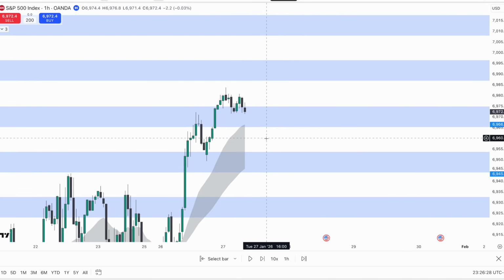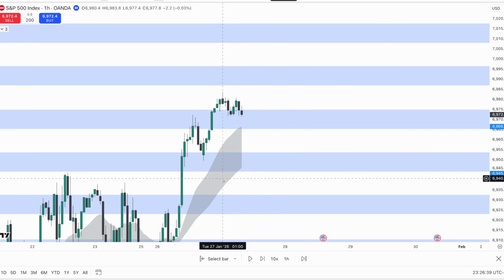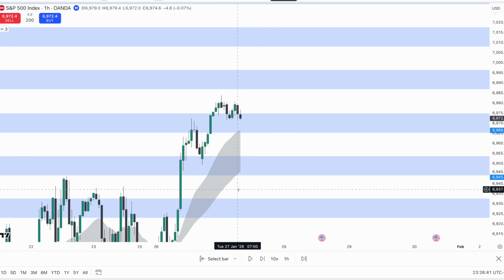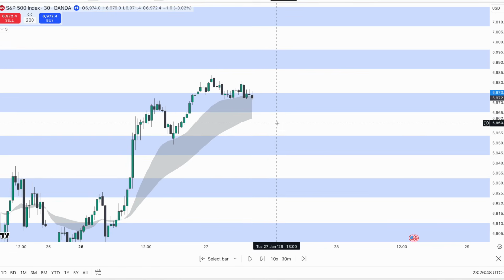Once again, we're starting at the 1 hour to establish our overall bias. And just from a quick glance, we can see that the cloud is very clearly bullish. It's sloping up, and this is supported by yesterday's move. So the structure is clearly bullish as well. Now let's go down to the 30 and see what that looks like. And the 30 is bullish as well, although starting to flatten recently.